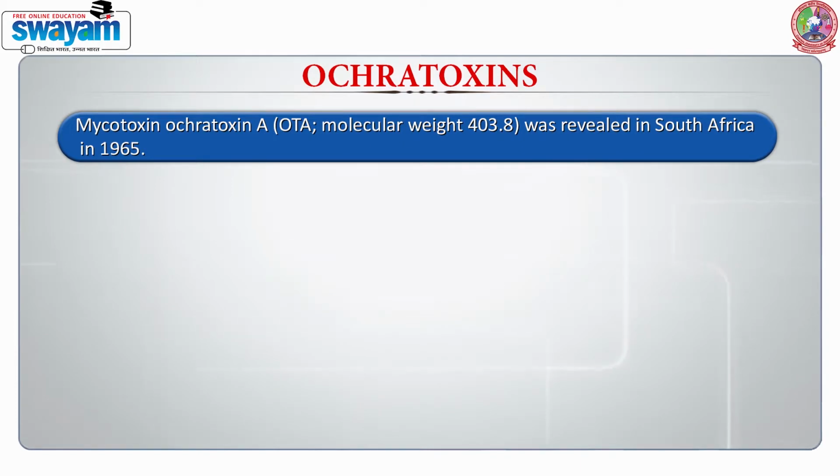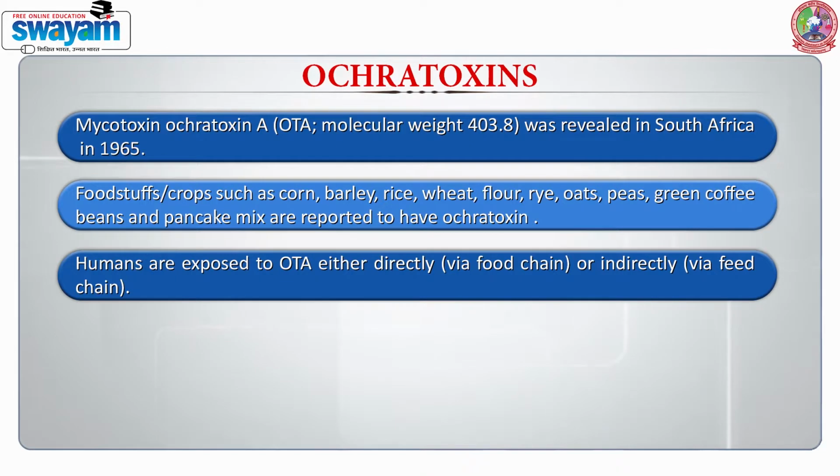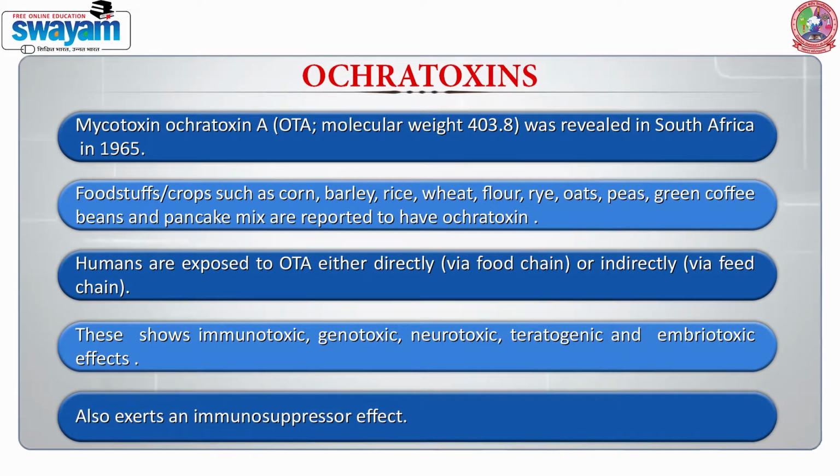Ochratoxins, which are abbreviated as OTA, were first discovered in South Africa in 1965. Foodstuff crops such as corn, barley, rice, flour, rye, oat, peas, green coffee beans and pancake mix are reported to have ochratoxin. Humans are exposed to ochratoxin either directly via the food chain or indirectly via the feed chain. These show immunotoxic, genotoxic, neurotoxic, teratogenic and embryotoxic effects. It also exerts an immunosuppressive effect.